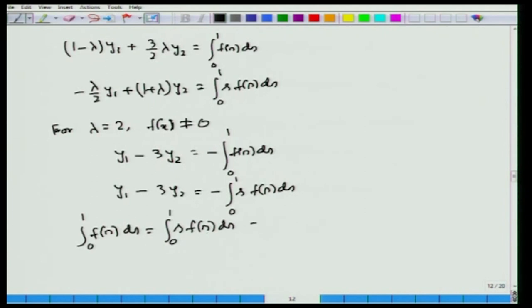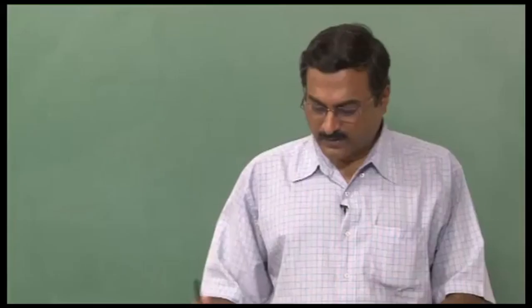So, actually that implies integral 0 to 1 (1 minus s) f(s) ds is equal to 0. So, if this condition does not hold, that is integral 0 to 1 (1 minus s) f(s) ds not equal to 0, then the system of equations is incompatible and therefore, there does not exist any solution.